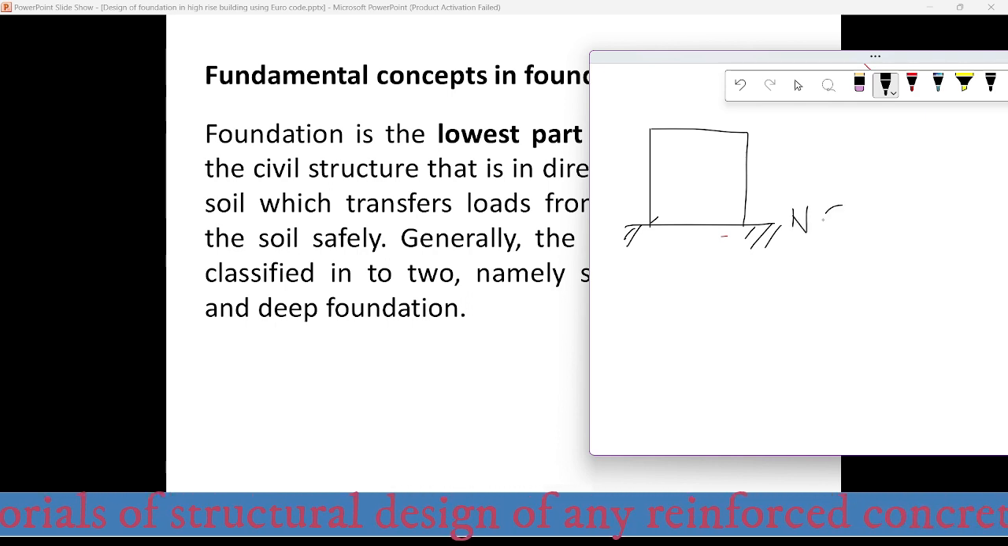That is the NGL here, and this is the top level of the building. So here, the part which is located below the natural ground level is the foundation. The foundation is the lowest part of the civil structure that is in direct contact with the soil and transfers the load coming from the superstructure. So this is what we call the foundation.